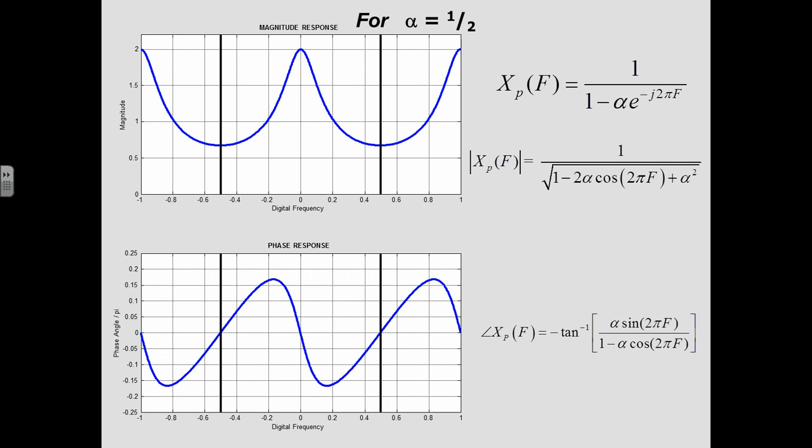The dark vertical lines in the plots show the extent of the principal range between -1/2 and +1/2. And so as you see, we capture a complete representation of the function when we look at it in the principal range.